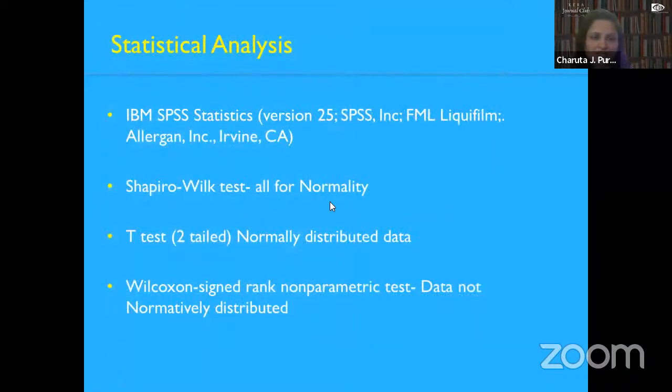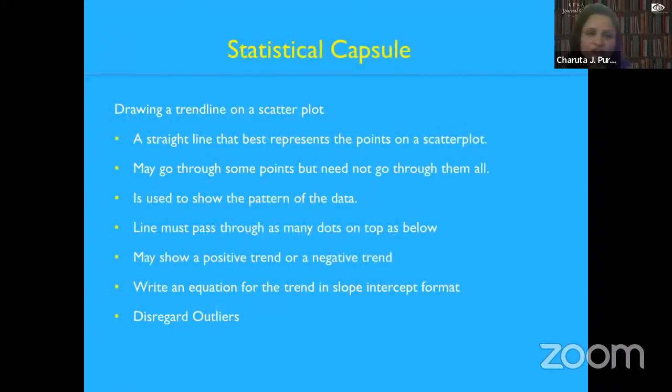Now, for statistical analysis, they established normality versus non-normality of the data by the Shapiro-Wilk test. For all normally distributed data, the two-tailed t-test was used, and for non-normally distributed data, the Wilcoxon signed-rank non-parametric test was used. So at this point, I'm going to introduce a small statistical capsule in which we learn something new about statistics.